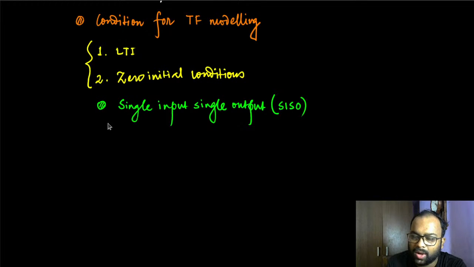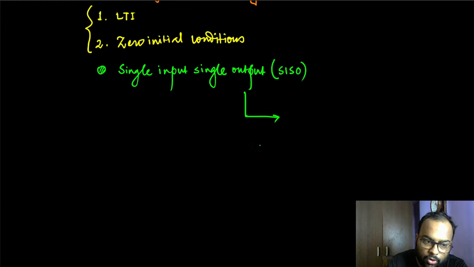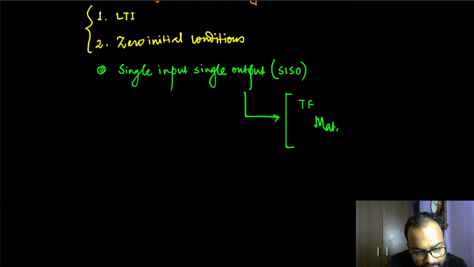But if the system has more than one input or more than one output, or a combination of both, more than one input as well as more than one output, then the system is called a MIMO system, multiple input multiple output system. And there we don't just have a single transfer function describing the system, we actually get a transfer function matrix, and the transfer function matrix describes the relationship between every possible input to every possible output. So instead we get the TF matrix.